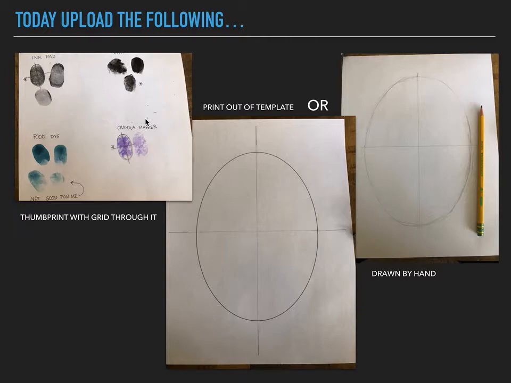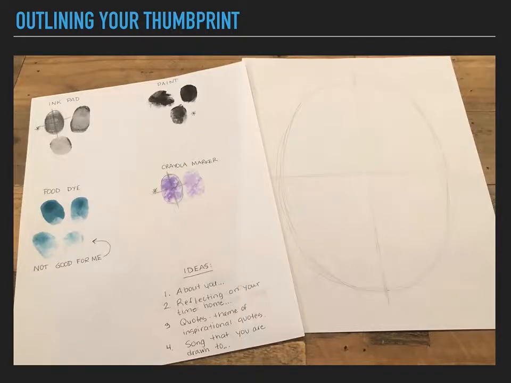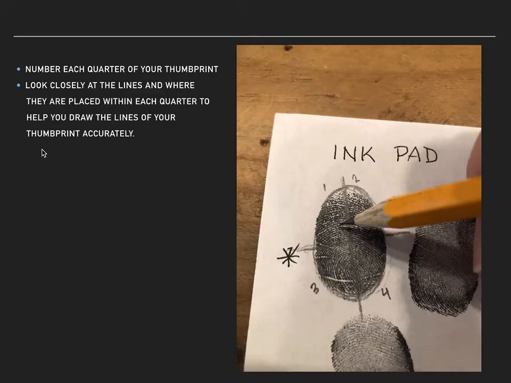For this week, and more specifically today's assignment, what I would like you to do is start outlining your thumbprint, right? Transferring it. You can see here I have the thumbprint I'm working off of and my template. The reason you put the axis through it is so that it's breaking it up into four quarters, and it will allow you to really understand where those lines are forming. It's almost like a grid. It will help you place where those lines should go.